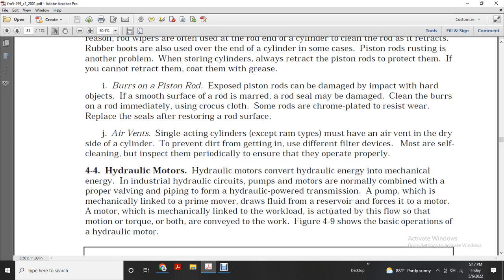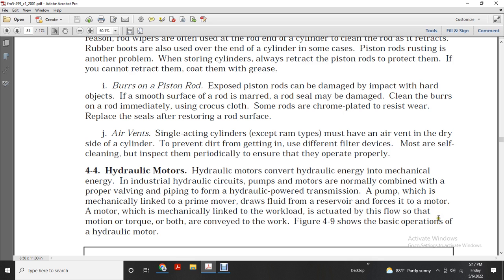4.4 Hydraulic motors. Hydraulic motors convert hydraulic energy to mechanical energy. In industrial hydraulic circuits, pumps and motors are normally combined with the proper valving and piping. The hydraulic power transmission pump, which is mechanically linked to the primary mover, draws fluid from the reservoir and forces it to the motor, which is mechanically linked to the workload and is actuated by the flow. So the motion, torque, or both are conveyed into the work.